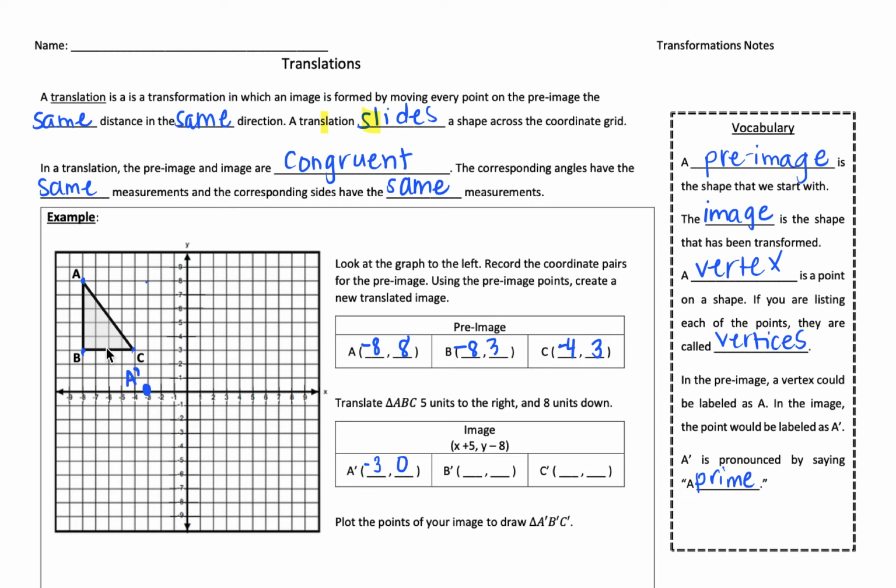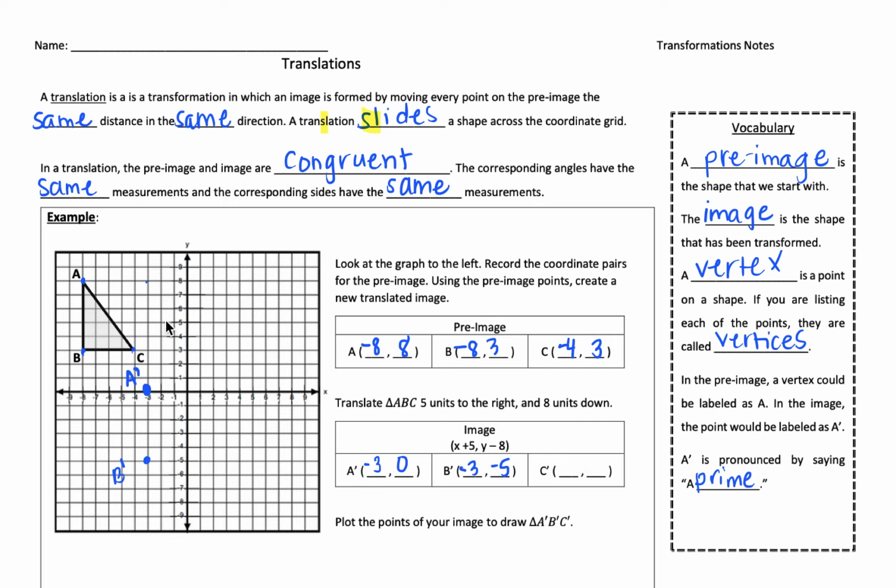Now point B needs to do the same thing. So we have to count 5 units to the right, 1, 2, 3, 4, 5, and 8 units down, 1, 2, 3, 4, 5, 6, 7, 8, right here. And that puts B prime at -3, -5.